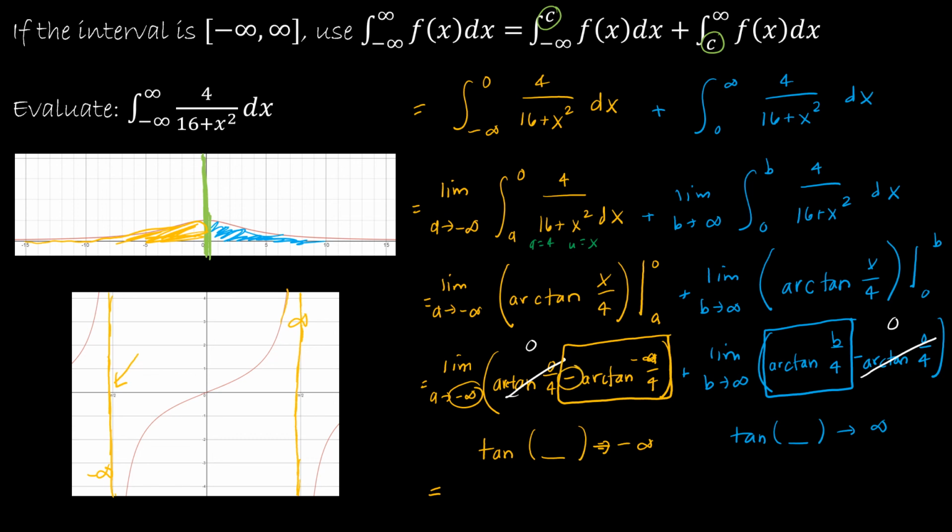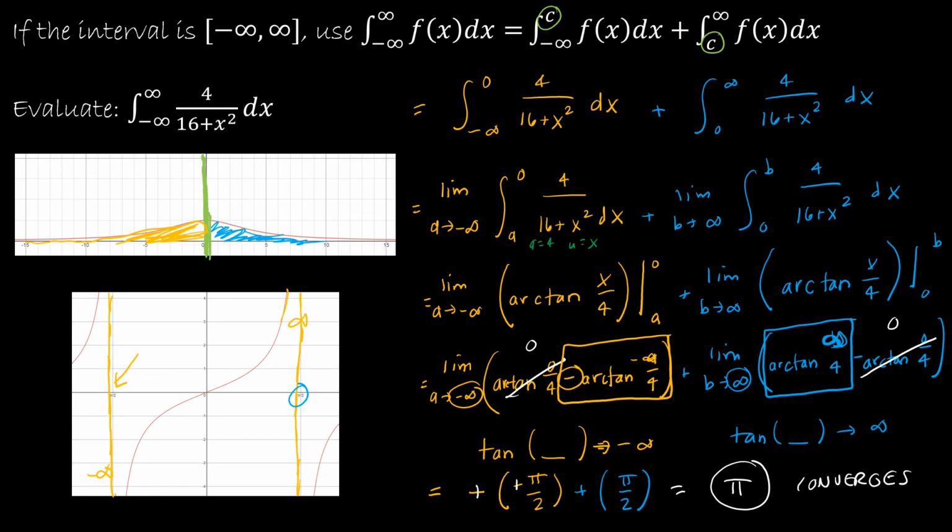So that's what's going to happen here, that's a minus sign here. And then arctangent of negative infinity is negative pi over 2. And then this is, as b approaches positive infinity, arctangent of infinity, which we've decided is pi over 2. So I have negative negative pi over 2, or pi over 2, plus pi over 2, which is pi. And again, it makes sense that this converges. Just by looking at the graph, we can see that it should converge and I should end up with a value.